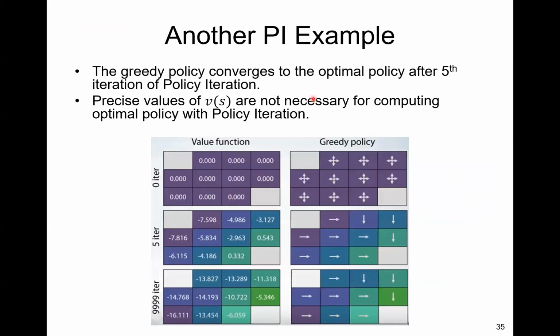So here's another policy iteration example where the value function starts from all zeros. After the fifth iteration, you get this. After 10,000 iterations, you get this. So the greedy policy based on the initial value functions will be uniform random. At this point, your greedy policy should be this, assuming that every state has the same reward. So you always point to the higher value function. And even though you have gone many thousands of iterations after the fifth iteration, the policy stopped changing. So the precise values of the V(s) are not necessary for computing the optimal policy with policy iteration.